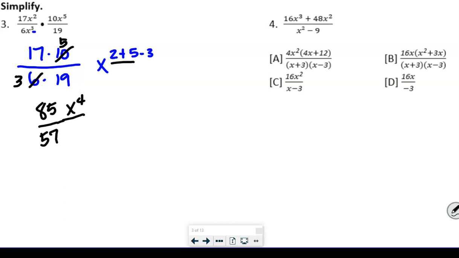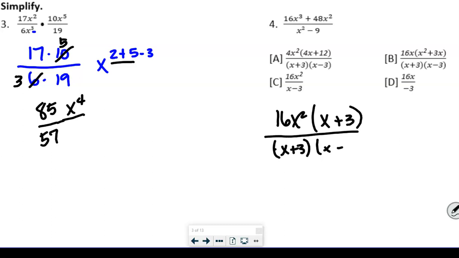All right, so number 4 is a simplifying problem. Okay, so what we're going to do is factor this thing. So I noticed that it's got a 16x squared in both terms. That leaves me with an x plus 3. Then we're going to factor the denominator as well, and that's going to be x plus 3 and x minus 3, right? So now all we have to do is cancel out the factors that are repeated in both the numerator and the denominator, and that would be those two, which leaves us with 16x squared over x minus 3. So that would have been C.